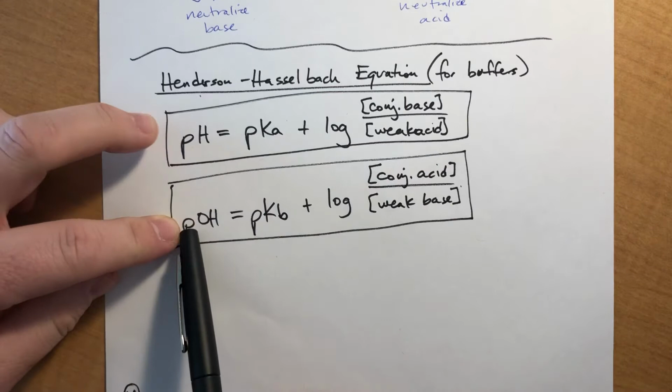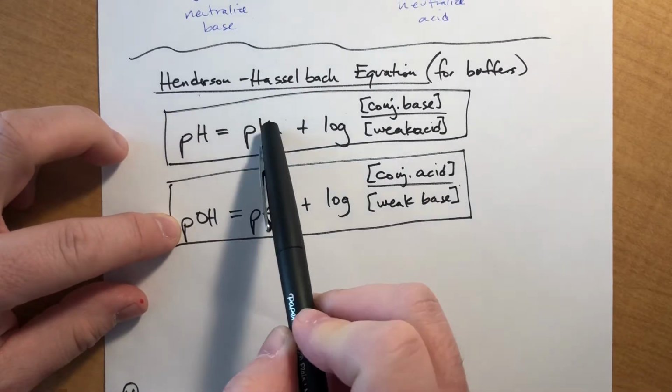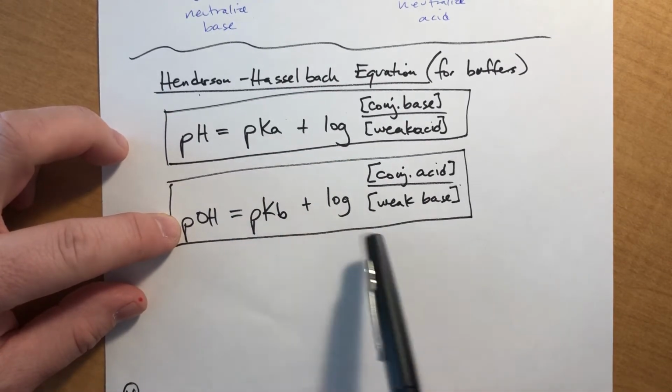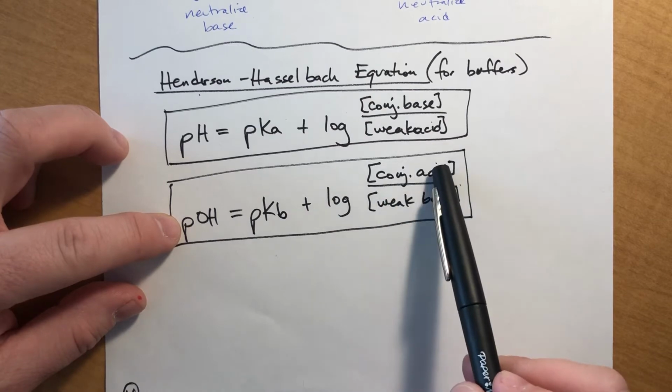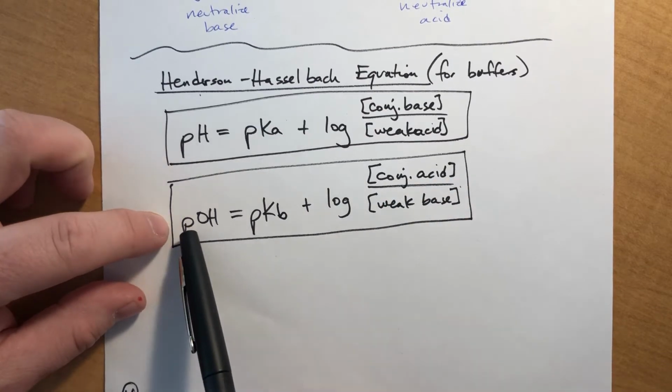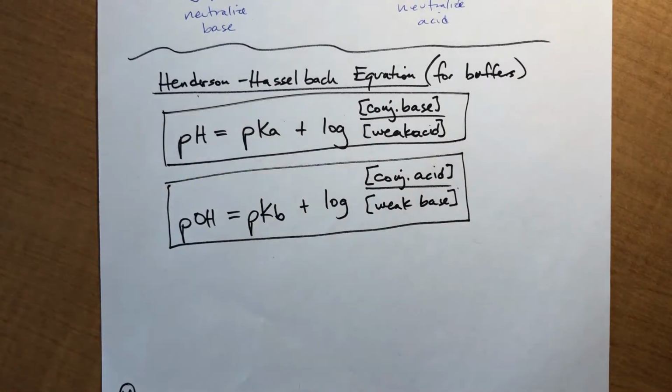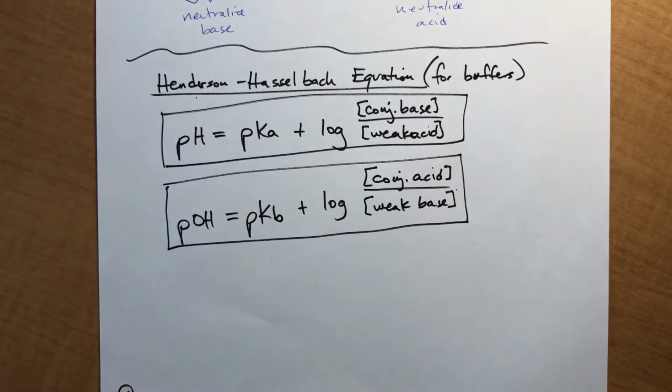It's the exact same thing. So if you have a base, you use Kb instead of Ka, so you take the pKb, plus the log of the concentration of conjugate acid over weak base, and you solve for pOH instead of pH. Okay? These two equations will come up all the time. So let's try an example and see how this works.